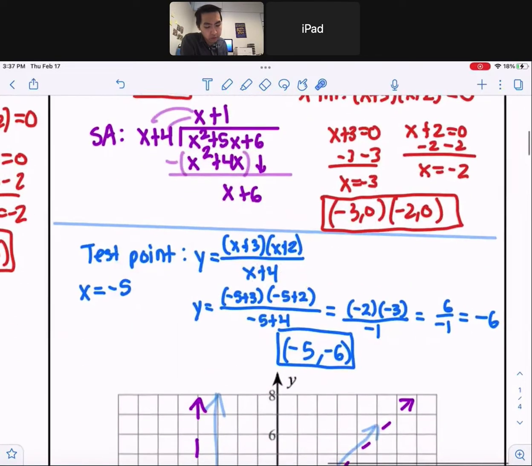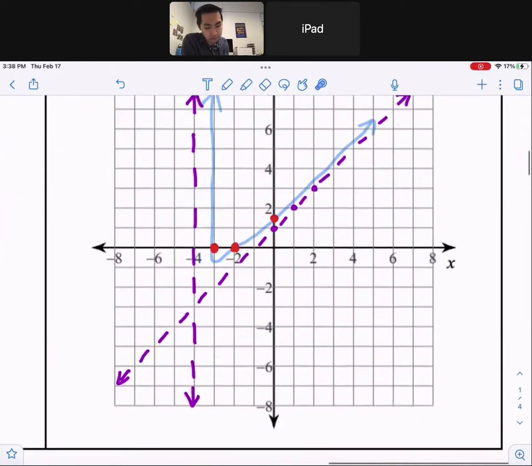So everywhere you see an x, it becomes -5. So -5 plus 3 is -2. -5 plus 2 is -3. -5 plus 4 is -1. These multiplied together give you a positive. 6 divided by -1 is a negative. So there's our point, and (-5, -6) is right there. And then you would just graph your curve that will go along the asymptotes, which would be right there.